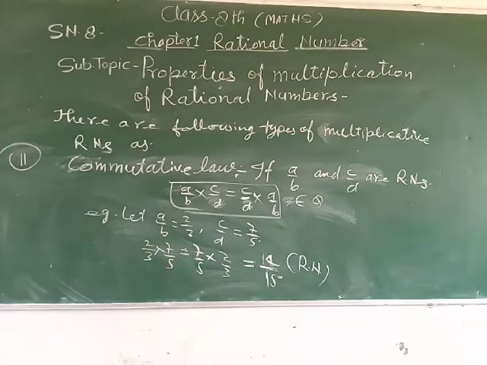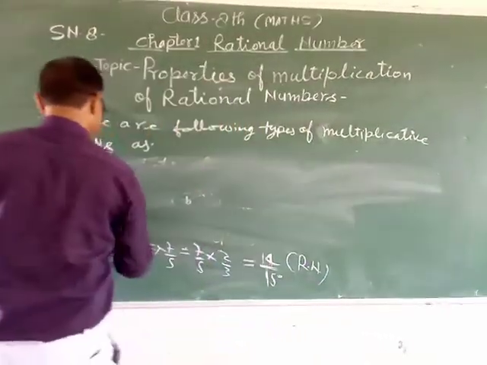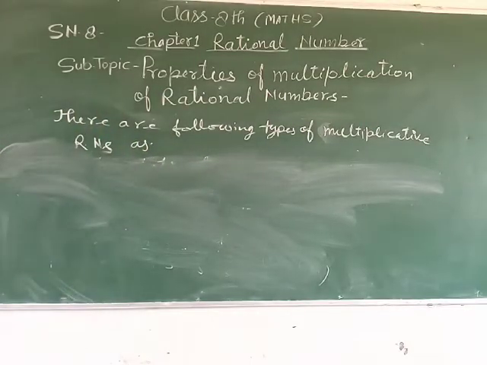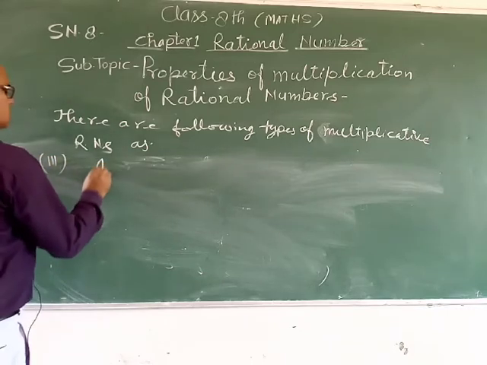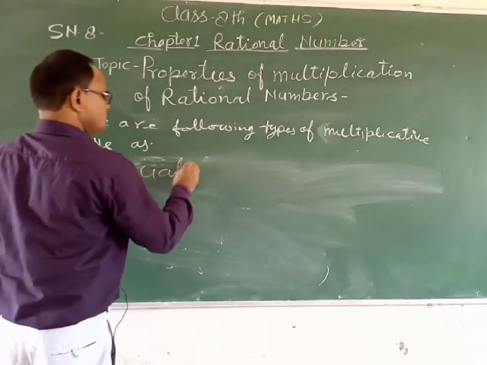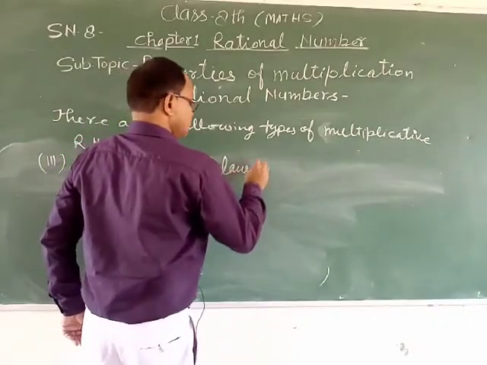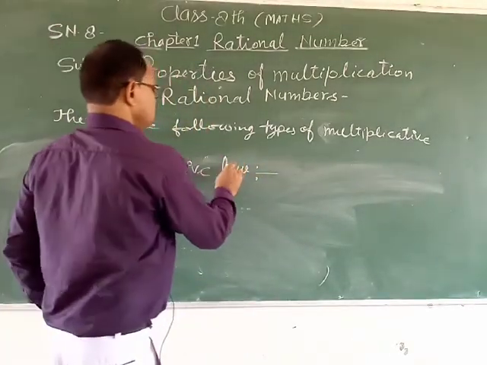Okay, student? After this, associative law. What is associative law? In this case, 3 rational numbers are compulsory to show the associative law. Associative law in multiplication. What is associative law?